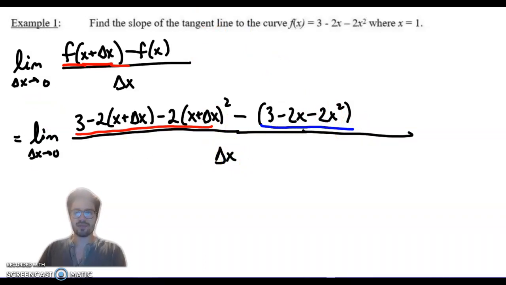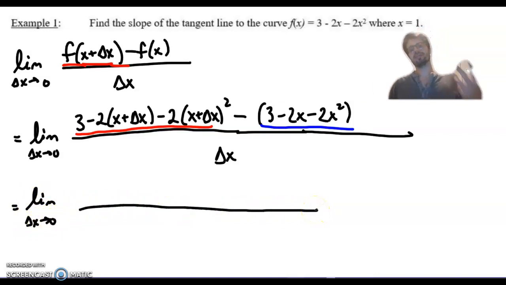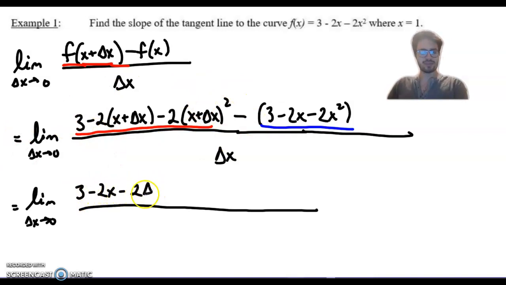So let's see what's going to happen with it. We actually have to do all the algebra. As we always say, the most grueling part of calculus isn't the calculus. Once we get the ideas, they're cool. It's really the algebra. So if I do this whole thing in red, I have 3 minus 2x minus 2 delta x. This piece right here, what is that? That's going to be minus 2 times x squared plus 2x delta x plus delta x squared.